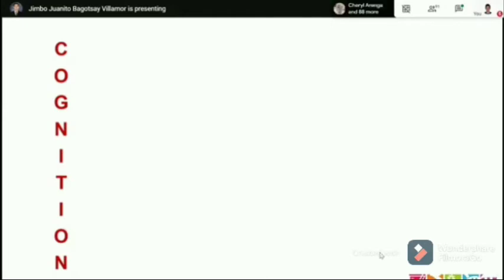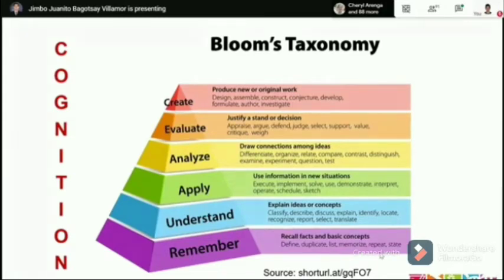In the past, how to learn in the cognitive domain was designed by Bloom in 1956, and just in 2001, one of the co-authors of Bloom, Krathwohl, together with Anderson, revised the taxonomy into this. We have the noun form before that was changed into verb form: remembering, understanding, applying, analyzing, evaluating, and creating.